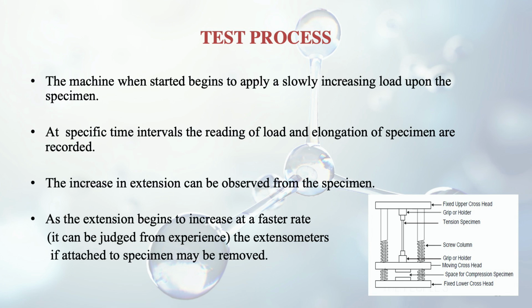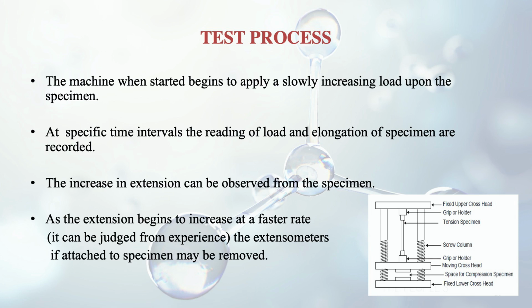Now we will discuss the test process, and we will see that the machine, when it starts, begins to apply a slowly increasing load upon the specimen. This is very important, because if we apply the load in different manners, different types of results will come. Once we apply the load at a certain rate, then at specific time intervals, readings of the load and elongation of the specimen are recorded.